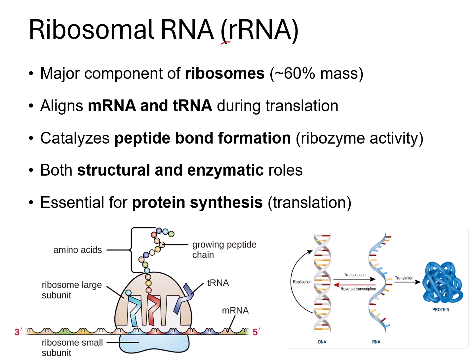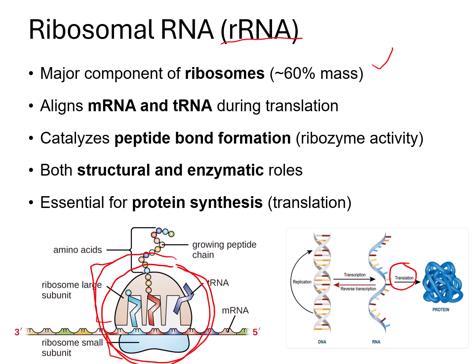Ribosomal RNA, or rRNA, makes up about 60% of the ribosome's mass. So remember, ribosomes are involved in the process of translation, and there was a large subunit and a smaller subunit. So it turns out that ribosomal RNA makes up a large part of that structure. So ribosomal RNA not only provides structural support, but also helps to align messenger RNA and something we'll learn about soon, transfer RNA or tRNA during translation.